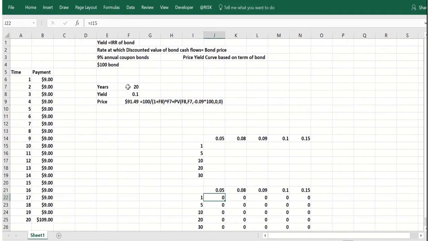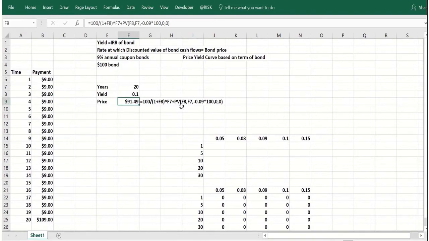So if we have a 20-year term of the bond and a 10% yield, what is the price of that bond? Well, you're getting $100, and you would discount it at the yield of 10% back 20 years. So the formula is in here. We can see it with the text function here.